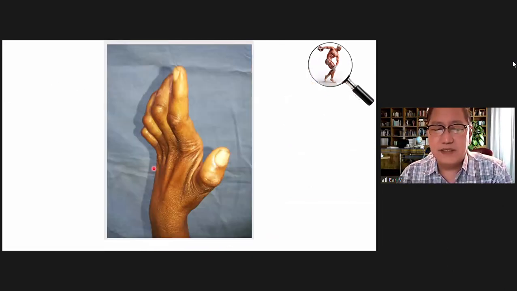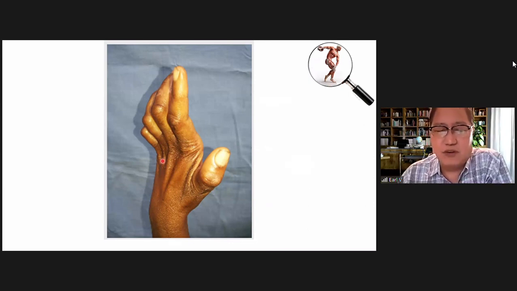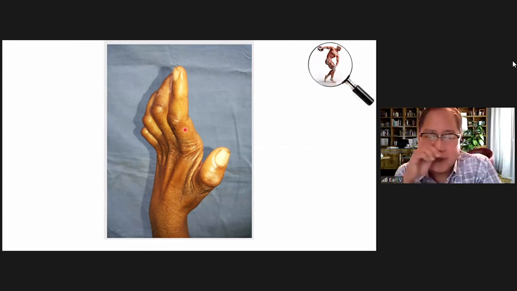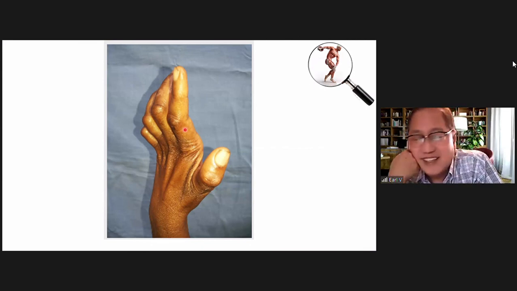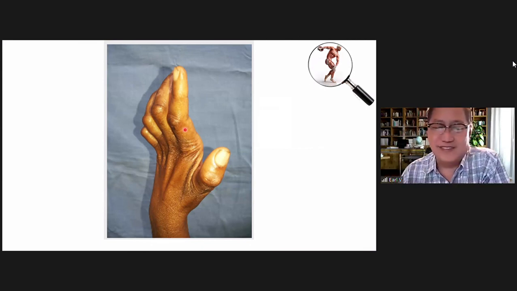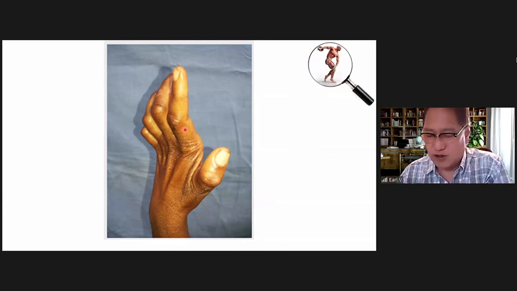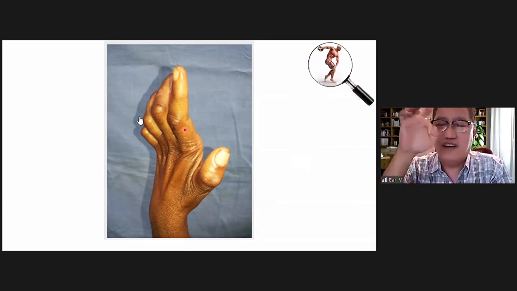This one, what's this? We call this claw, claw finger. What nerve? There are only three nerves: radial nerve, median nerve, and this is ulnar nerve. Okay, claw hand. Claw hand.